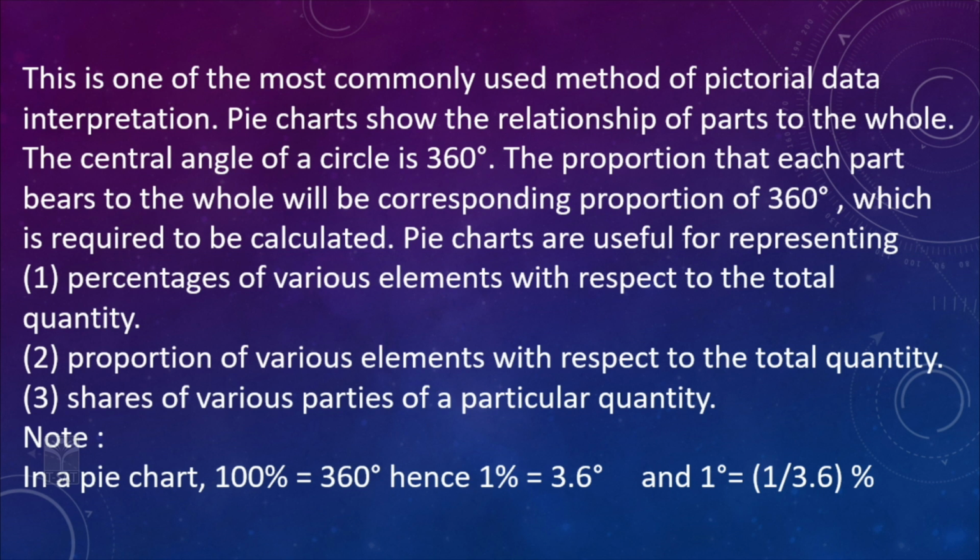The first one is the percentage of various elements with respect to the total quantity. The proportion of various elements with respect to the total quantity shares the various parts of a particular quantity. Note, the pie 100% means 360 degrees, and 1% is 3.6 degrees, and 1 degree means 1 by 3.6%. You have to know all this statistical data.